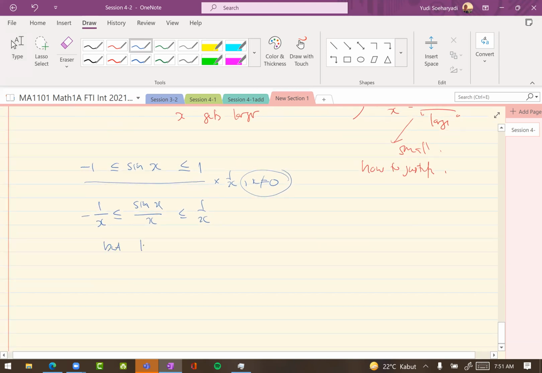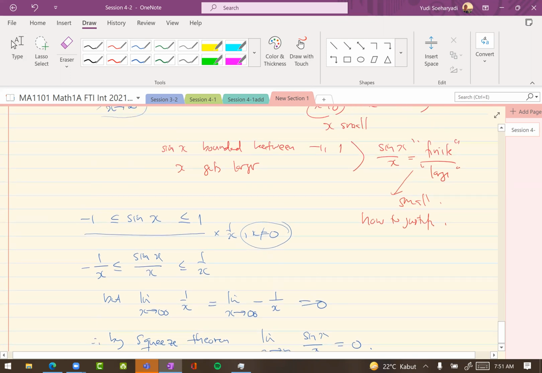But the limit of 1 over x is equal to 0. Okay, so by the squeeze theorem, this limit is 0. So I used the squeeze theorem in this case.